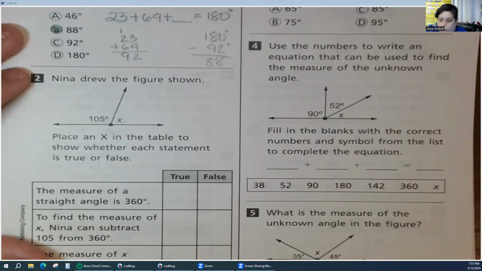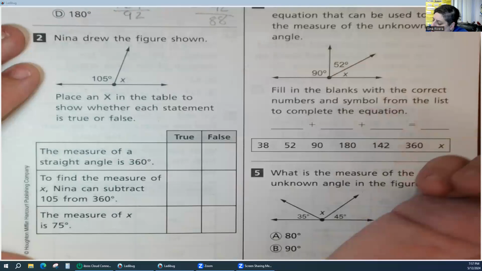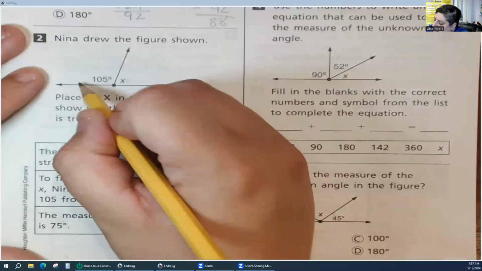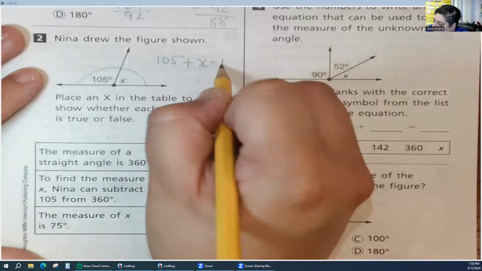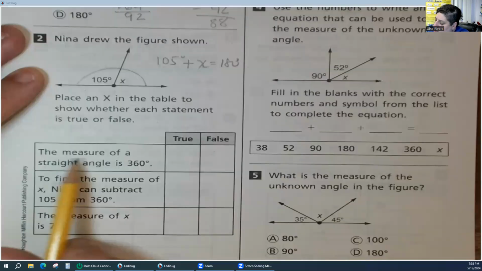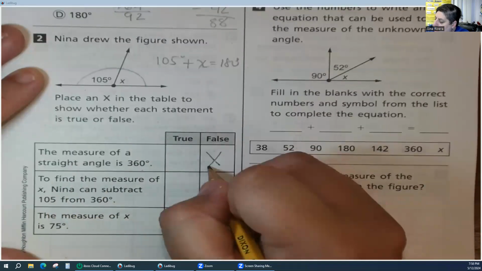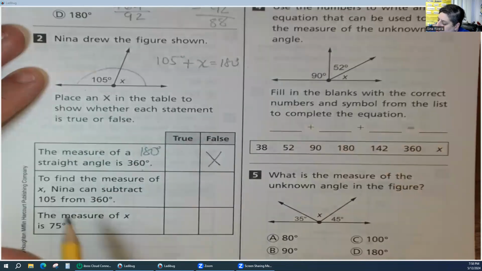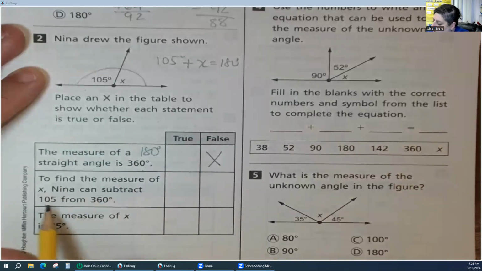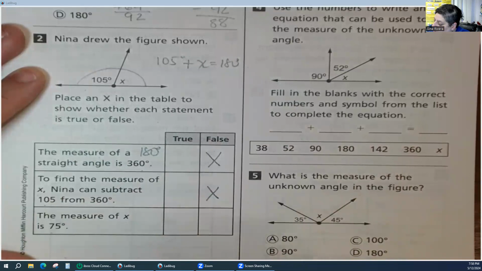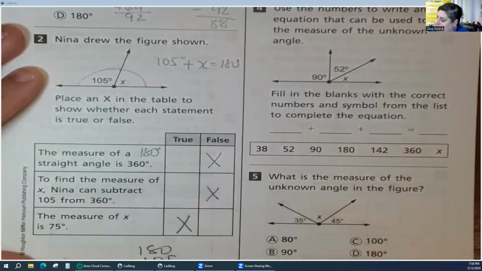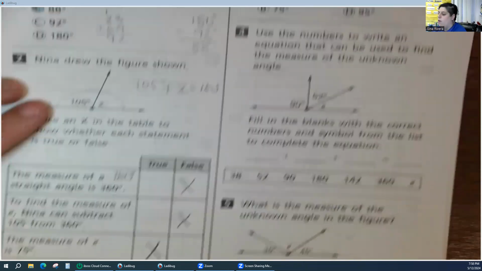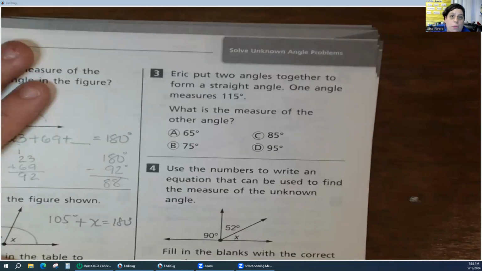All right. Number 2. Place an X in the table to show whether each statement is true or false. Both of these angles together are going to equal 180. So let's see. The angle measure of a straight angle is 360. No, a straight angle is 180, folks. To find the measure of X, Nina can subtract 105 from 360. No, from 180. The measure is 75. Well, let's see. 180 minus the 105 does give me 75 degrees. That is my true statement. Remember to pause and rewind if you need to.